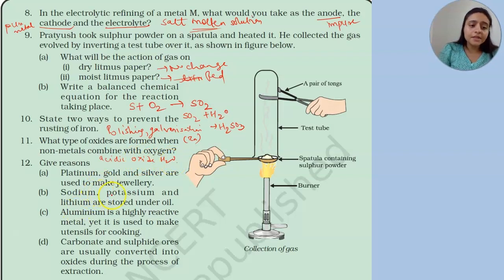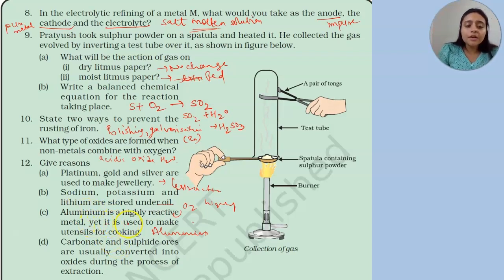Give reasons. Platinum, gold and silver are used to make jewelry because they are less reactive. Okay. Sodium, potassium and lithium are stored under oil because they're highly reactive. They can vigorously react with oxygen or carbon dioxide. Aluminium is a highly reactive metal, yet it is used to make utensils for cooking because aluminium forms a coating, okay, which can help it to prevent reaction with other metals or with the food as well.